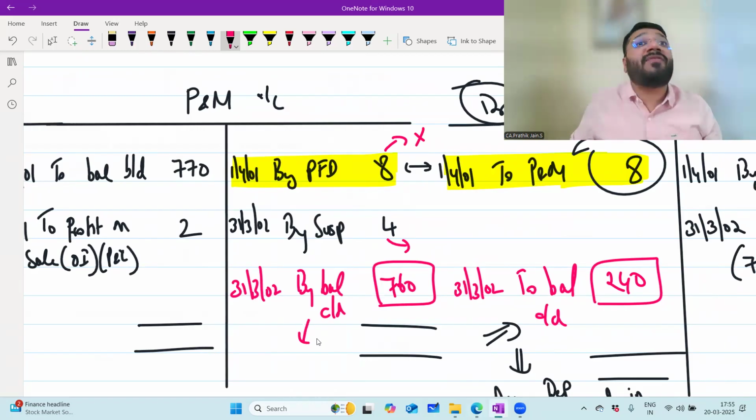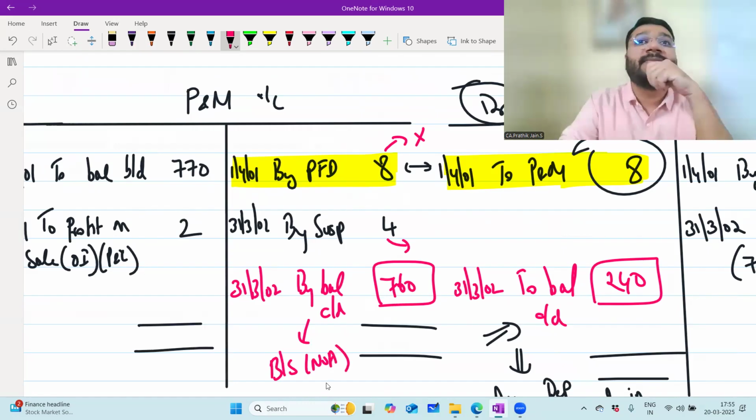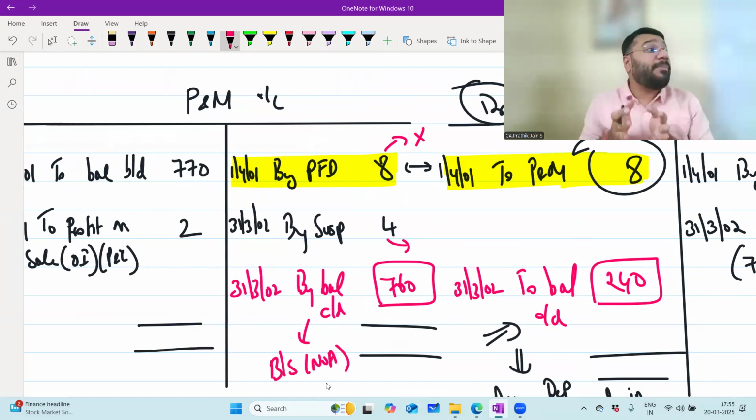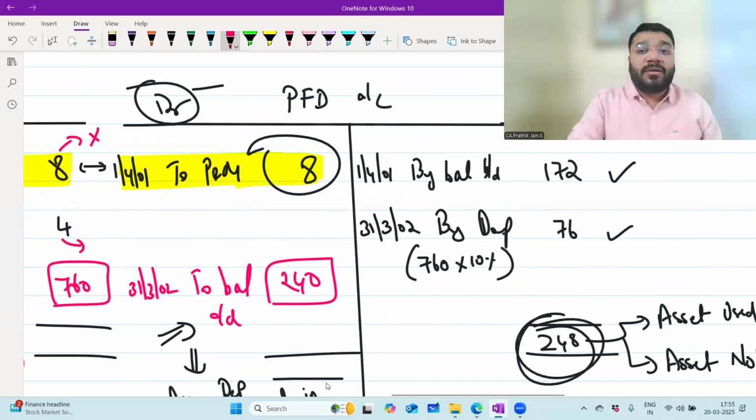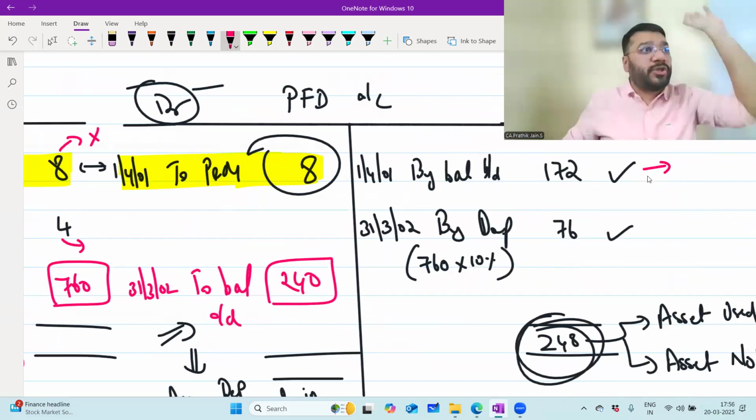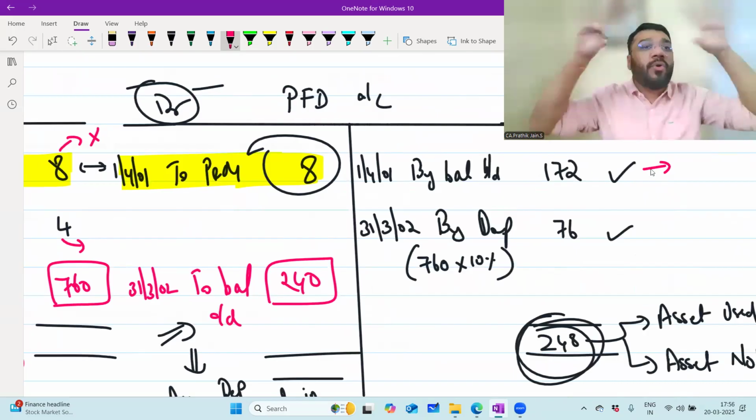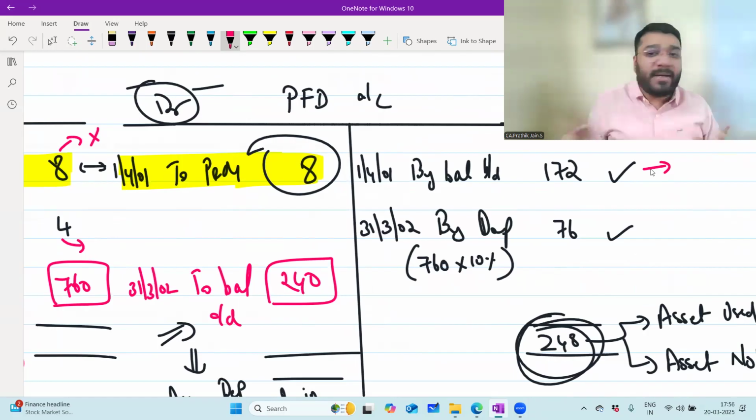Closing balance will go anywhere in the financial statement? Yes. It goes to your balance sheet in the form of notes to accounts. In notes to accounts, gross block, accumulated depreciation, net block, there we have to give a proper disclosure. Is this opening balance of PFD going anywhere? Notes to accounts as a disclosure. Opening balance and closing balance will go only to the notes to accounts as a disclosure. That format it will go.